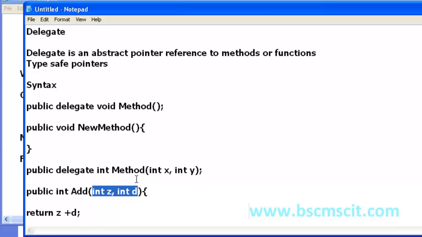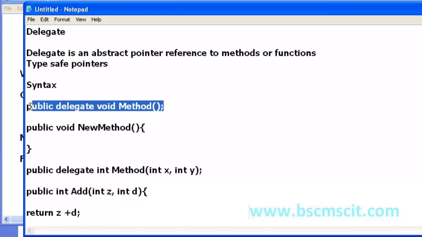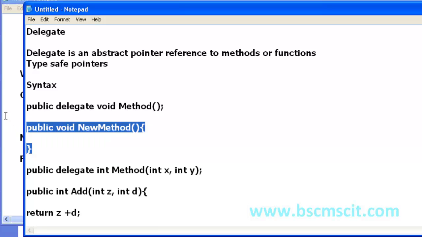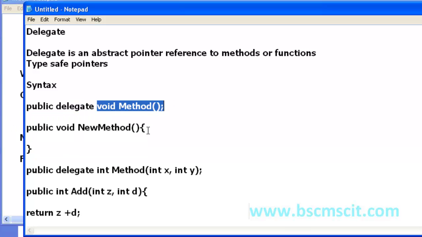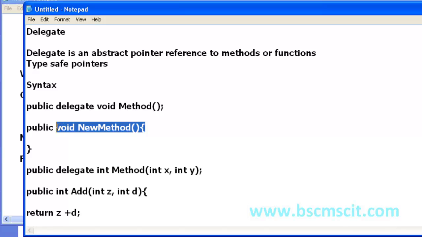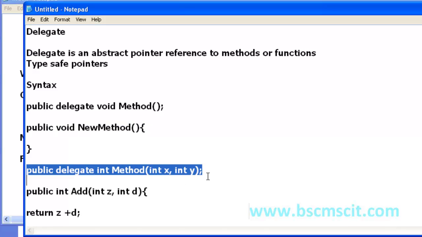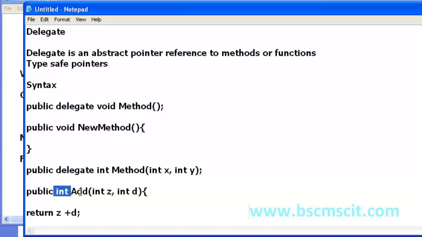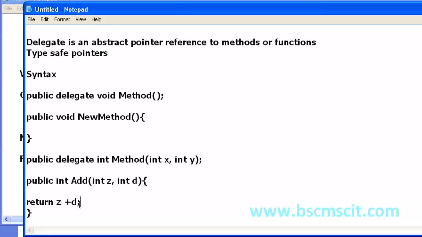So the advantage of using the delegate is that it encapsulates the method name and calls it asynchronously. When you create the syntax of the delegate, remember that the signature of the delegate should match the method you want to encapsulate, like this. The void method and the signature is matching. Another signature is public delegate int method with two integer input parameters. Okay, so the signature is matching.